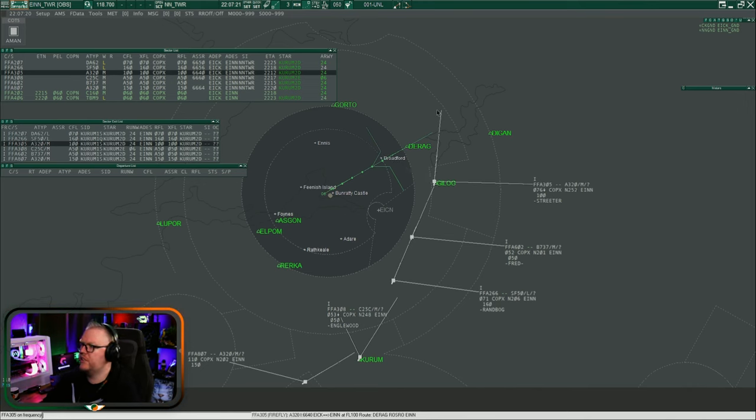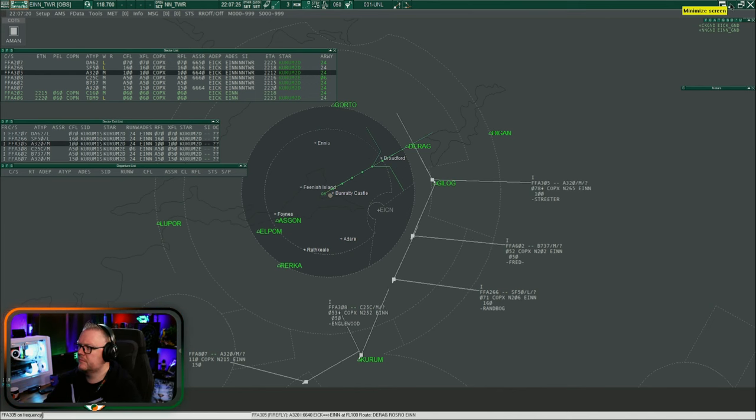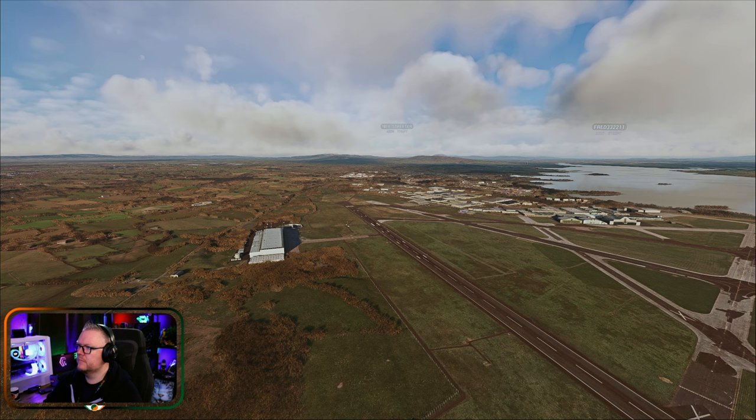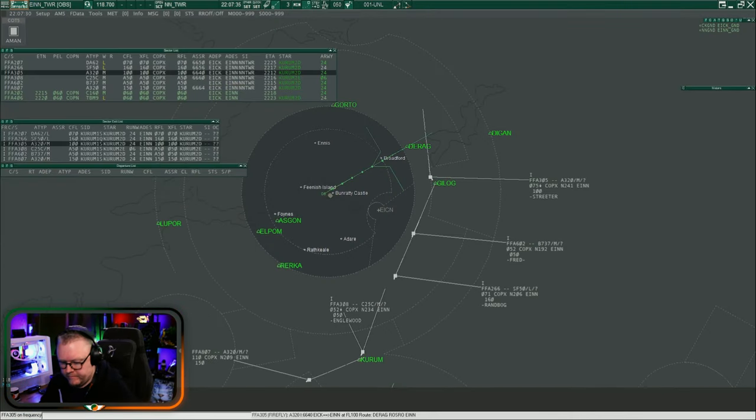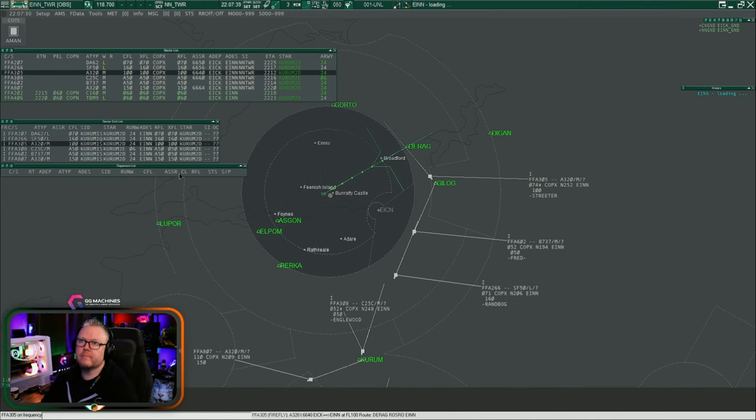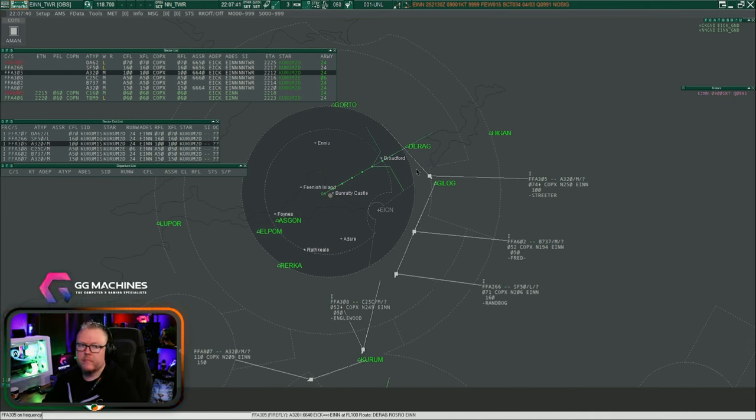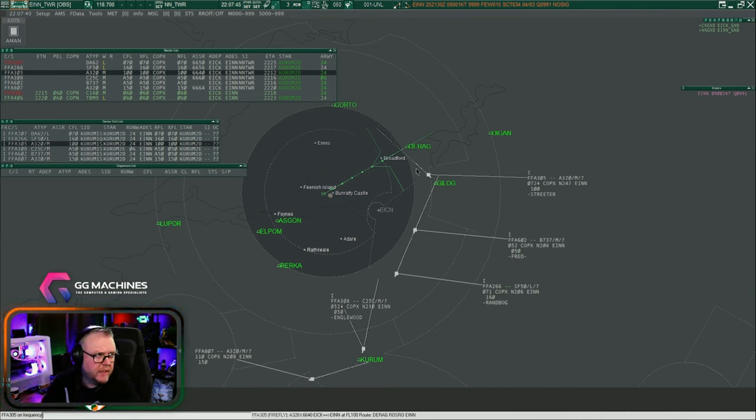Any moment, we should get a call from Firefly 305. There he is. He's in an A320. There's going to be a call coming in. Turn on the radios. Radios are on.